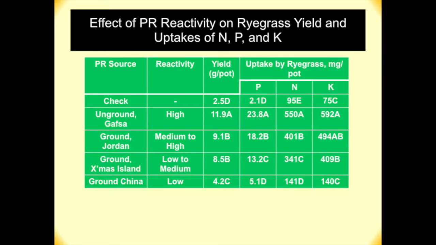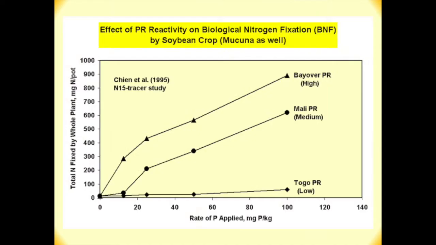And then I skip this one. This is a phosphate rock decision support system. You can look at it later on. The highly reactive phosphate rock can also provide increased N and K uptake, not just P. In other words, if you use the highly reactive rock, it enhances the utilization of nitrogen and potassium. This is well known. Look at biological nitrogen fixation, also important for the reactivity.